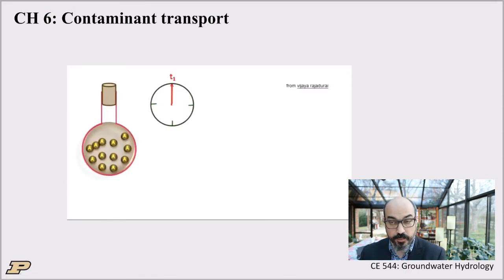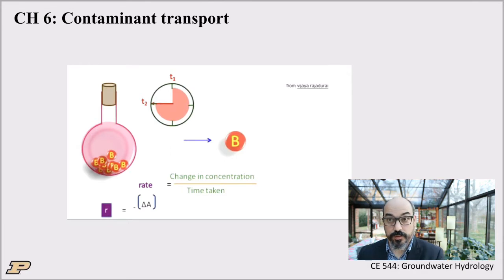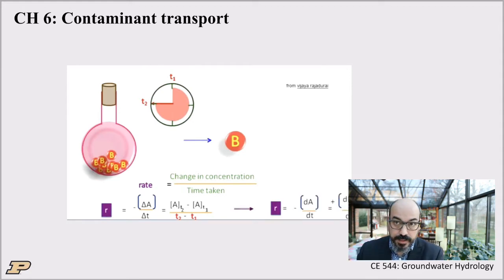First I start with this little video that I liked from Vijaya Rajadurai, taken from YouTube. I just thought it was nice because you have that little clock, that timer, and you can see the reactants going into products. So reactant A goes to B at some rate, and the rate then is the change in concentration over the time it took to get there, right? So it's pretty obvious what that should be, but again, that gives a good intuitive visual sense of what that reaction rate R is, right?